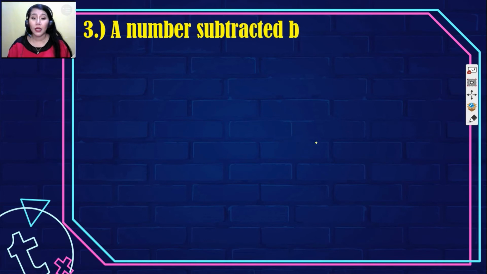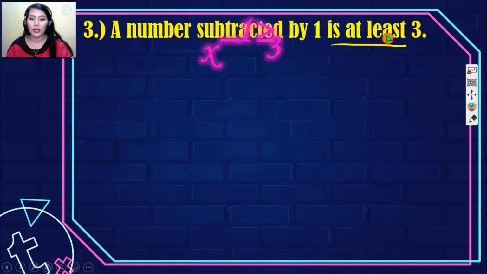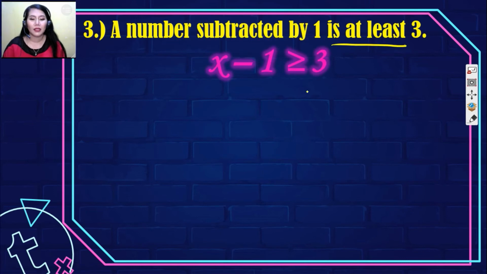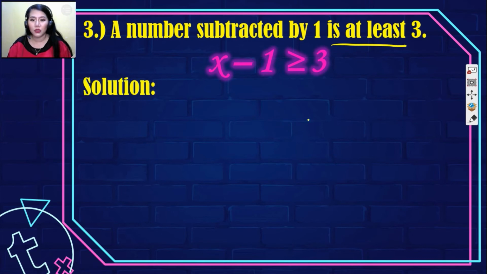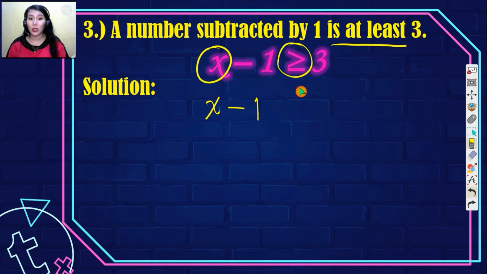Number 3, a number subtracted by 1 is at least 3. So, remember, is at least, that's our symbol for this one. Yan. Okay? So, in order for us to solve for x, again, we're going to show our solution, apply the different properties of inequality. Alright? So, copy x minus 1. Oh, by the way, etong symbol na to, pwede natin tong basahin as is greater than or equal to 3. Take note of the word is. Halagi may is. So, is greater than or equal to 3.